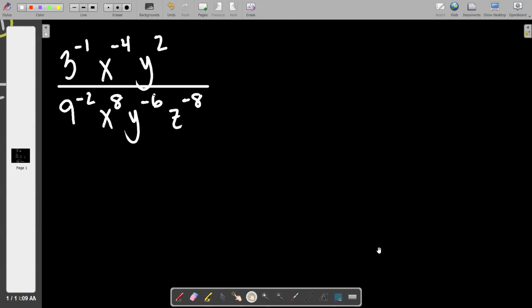So what we have to do is, and I might need to insert a step here, do you know why we cannot use the properties of exponents on that yellow box?